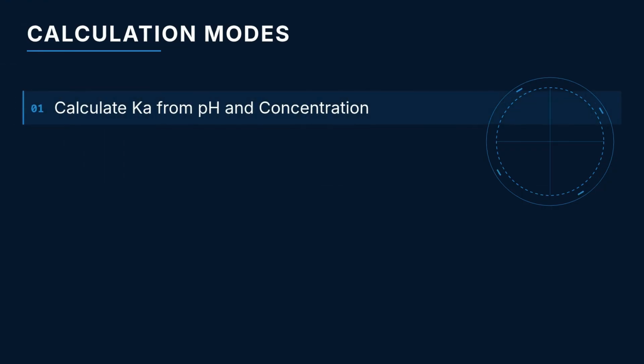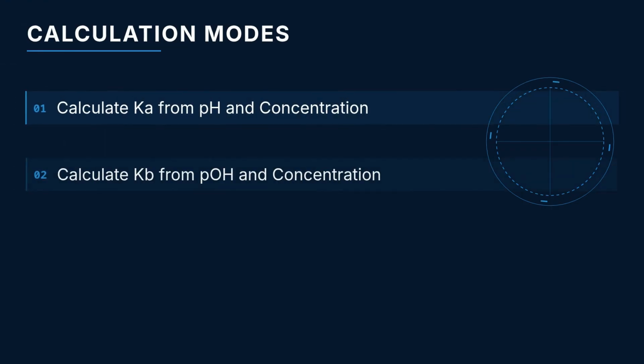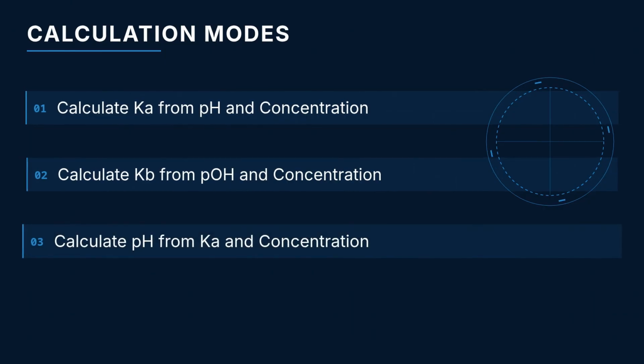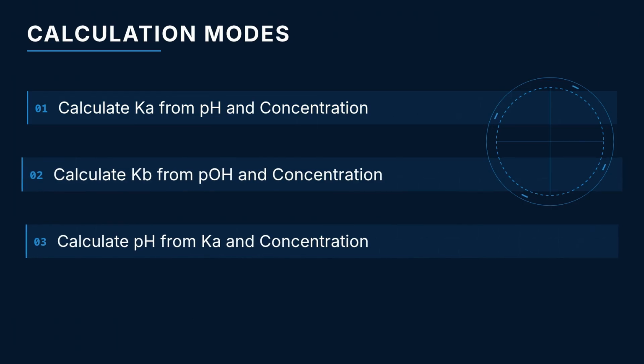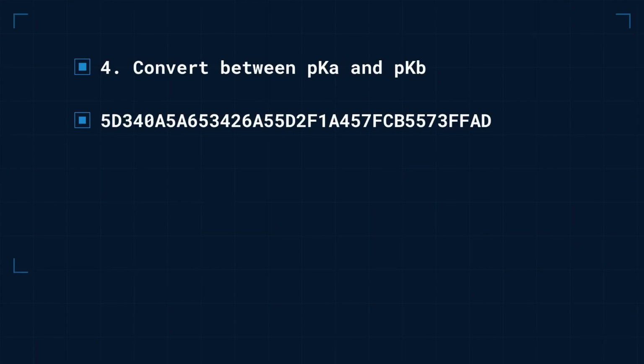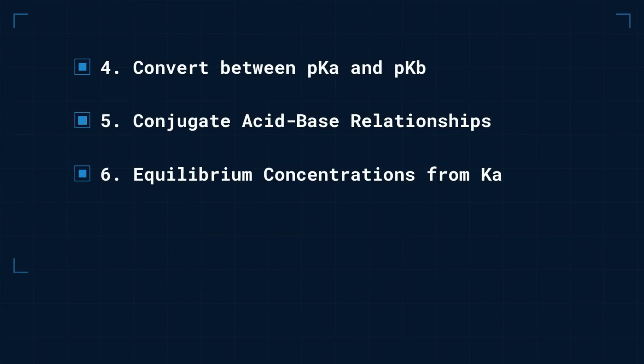First, there's a calculation mode dropdown with 6 options. Calculate Ka from pH and concentration. Calculate Kb from pOH and concentration. Calculate pH from K and concentration. Convert between pKa and pKb, conjugate acid-base relationships, and equilibrium concentrations from K.